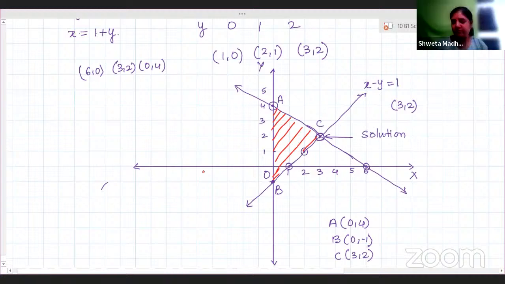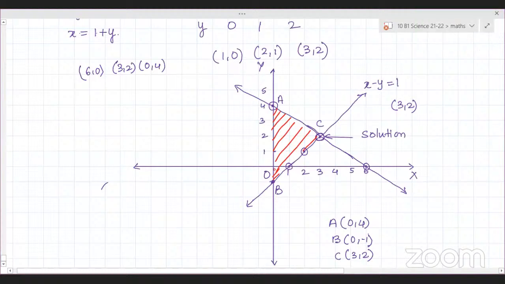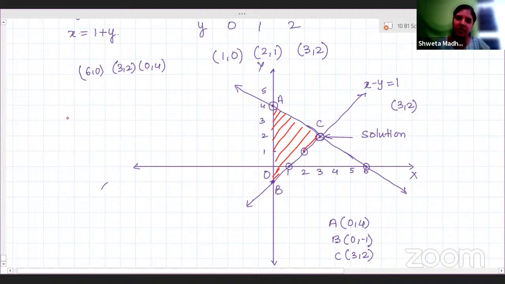We should find the area also. If it is asked, then you can find the area. How to find out the area? Half into base into height. Area of triangle ABC.